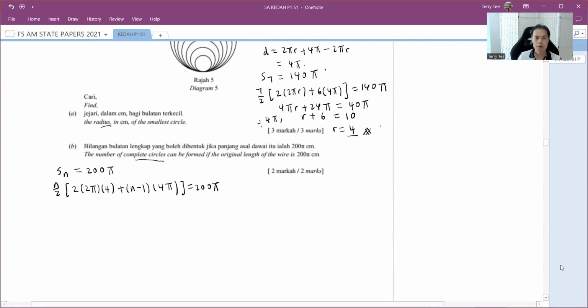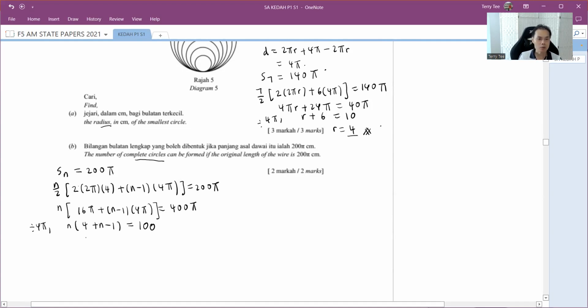Now, I don't like a pi, so I just divide everybody by 4 pi. You can actually divide, or you can multiply the 2 over first, also can. I multiply the 2 over, this will be 16 pi. Keep the 4 pi first, just don't need to expand. You times the 2 over, this is 400 pi. Now let's divide everybody by 4 pi. This is 4, this is n minus 1, and 400 pi divided by 4 pi is 100.